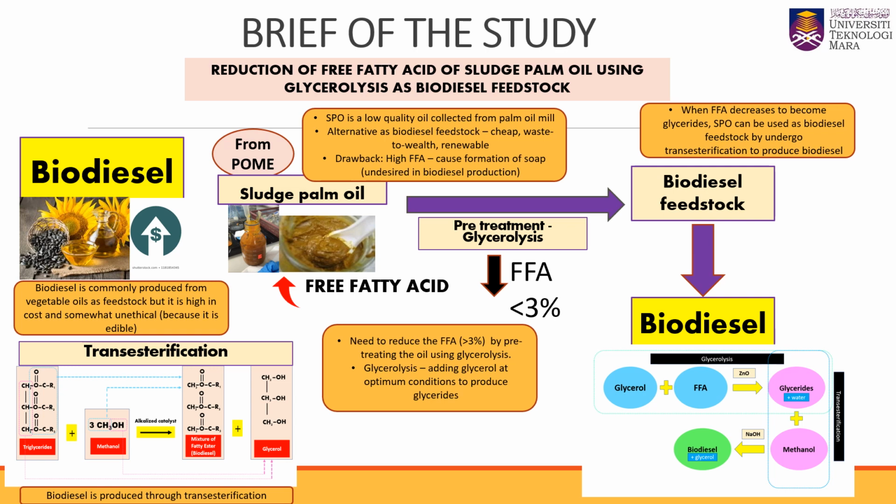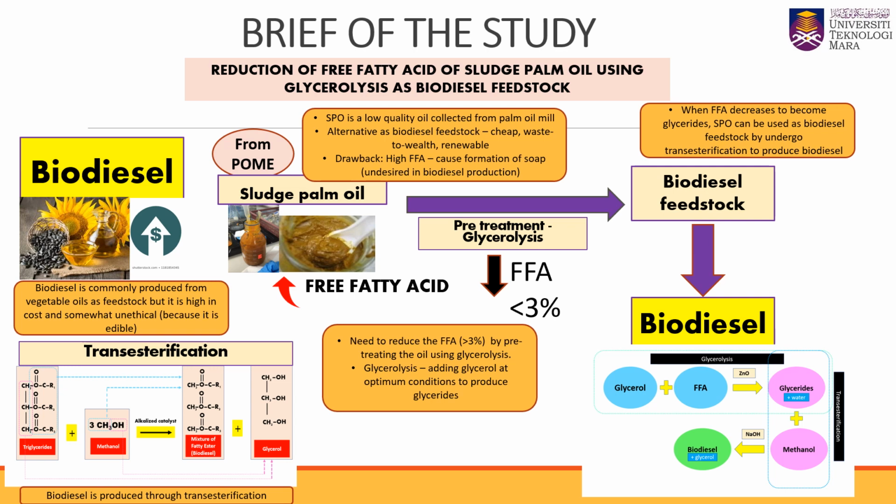Therefore, we come up with sludge palm oil, which we get from palm oil mill effluent. Basically, SPO is a low quality oil collected from palm. It is considered cheap and it's considered waste. So we can apply the concept of waste to wealth and the concept of renewable energy.